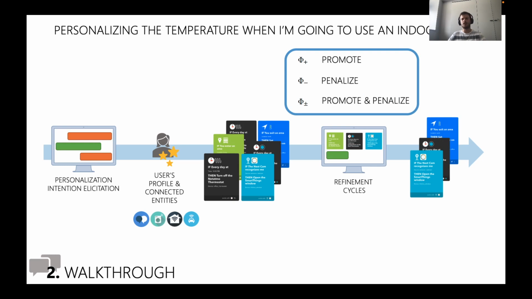And to this end, the system can use three different reweighting policies. The promote policy promotes rules that are similar to the selected feedback. The penalize policy penalizes the rules that haven't been selected. And the promote and penalize policy is instead a mix of the previous ones.